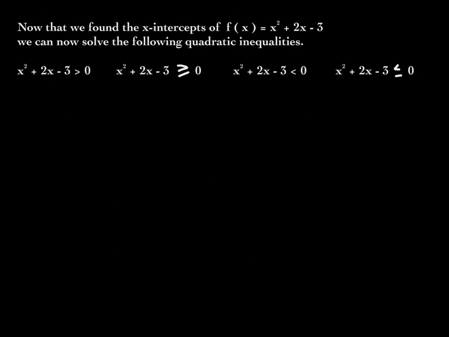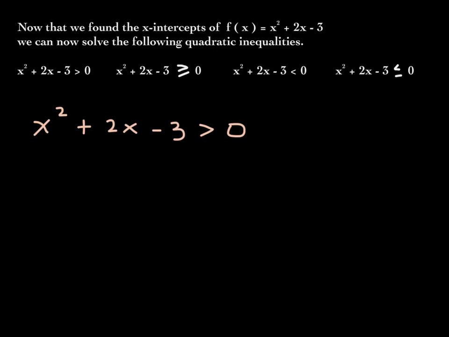All right, now that we found the x-intercepts for this quadratic function, we can now solve a number of quadratic inequalities for this function. Let's look at this one, which says x squared plus 2x minus 3 is strictly greater than 0. And then once we walk through this one, we'll consider the other 3, okay?